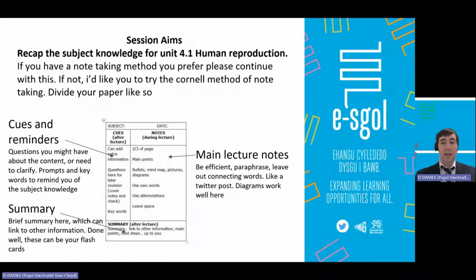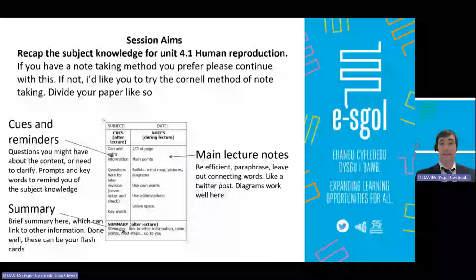But if you don't, I'd like you to try this method, the Cornell method. So you split your paper up like so. In this 2/3 of the page, you put the main points in your own words, abbreviations. You can put diagrams, mind maps there. Be efficient. Don't write down everything you see or hear. Leave out some of the connecting words, things like that.